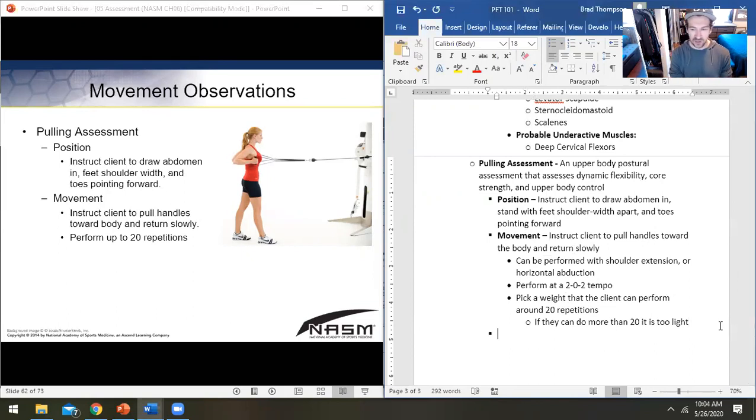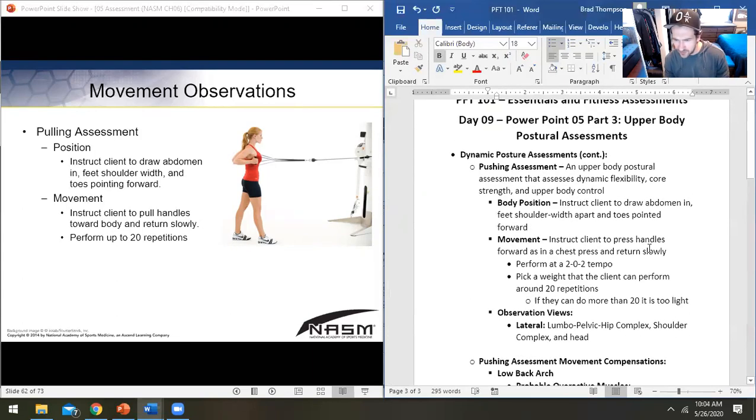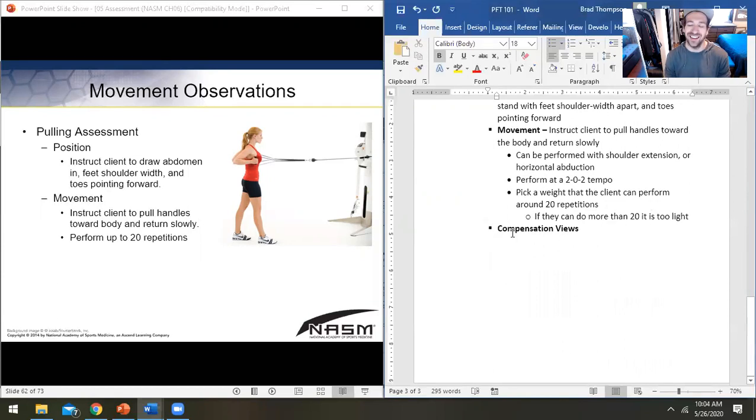And then our observation views. Observation views are just going to be lateral. That's the only one you're going to look at. And again, we're looking at the lumbopelvic hip complex, the shoulder complex, and head. So those are the main places we're looking at.